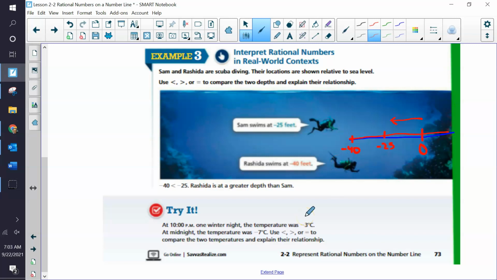So here we have our relationship of the numbers. But listen to what it says here. Rashida is a greater depth. So we use the word greater to describe negative 40 when we're talking about depth, because depth can be a negative word. That means it's deeper. It's greater under, or greater lower, or greater negative than Sam. So it's kind of strange sometimes how we use language. We use a word that means negative.